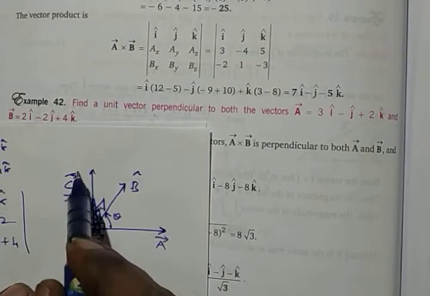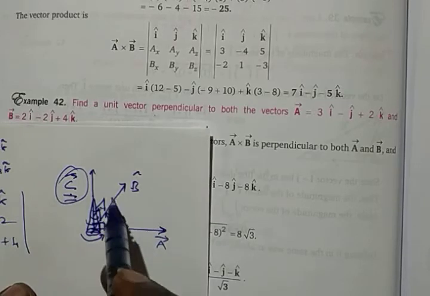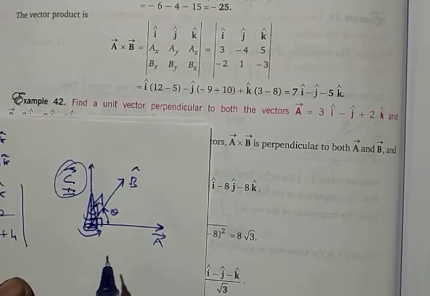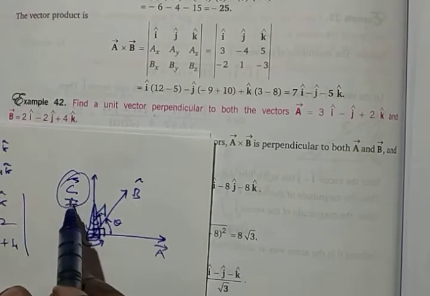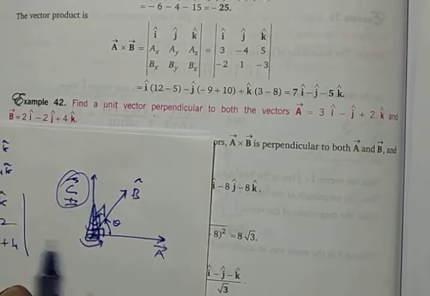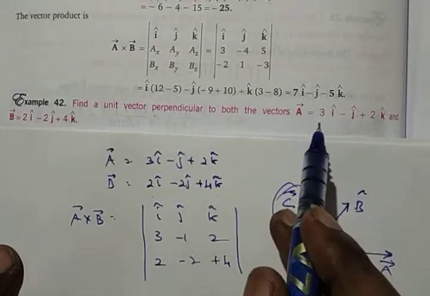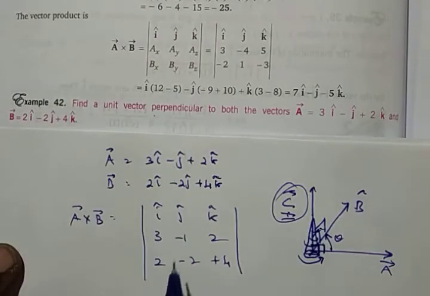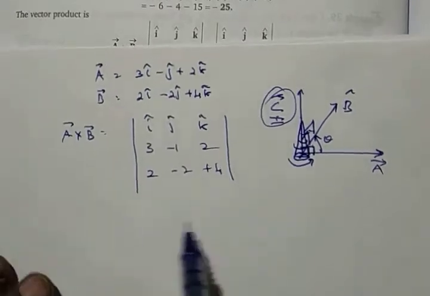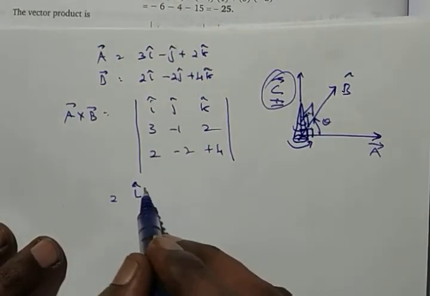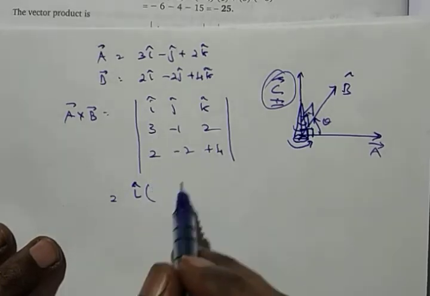So first of all, find C vector, which is A cross B. You find it, you will get the C vector. That's step number 1. After you find A cross B, you get this C vector, and then after that you need to find the unit vector of this. So A vector and B vector, I have written in this format here, and this is the one. So what you will do is, you have to find the values here. You can do it yourself.